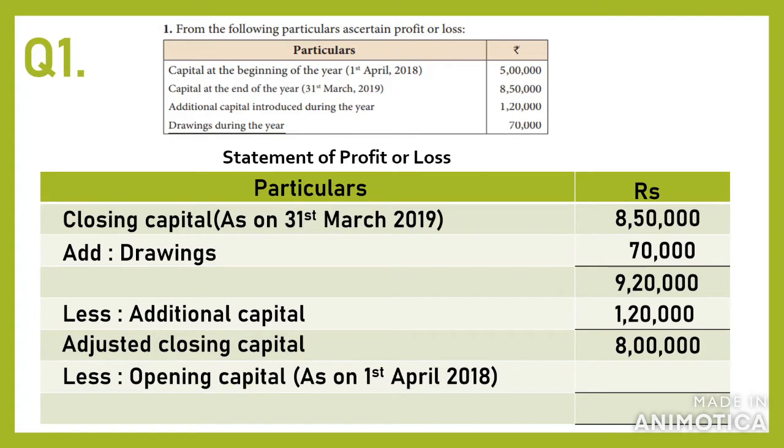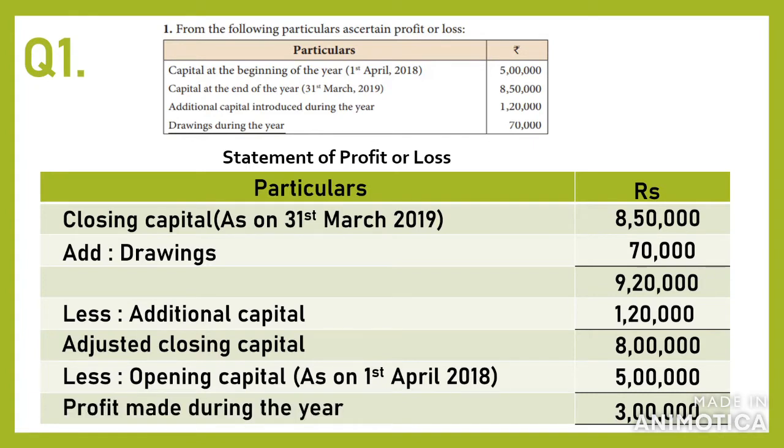Now from this we have to deduct the opening capital. Opening capital as on 1st April 2018, that is 5 lakhs. So 8 lakhs minus 5 lakhs, obviously it is going to be a positive figure, which is 3 lakhs. So if it is positive, it represents profit. So profit made during the year is 3 lakhs.